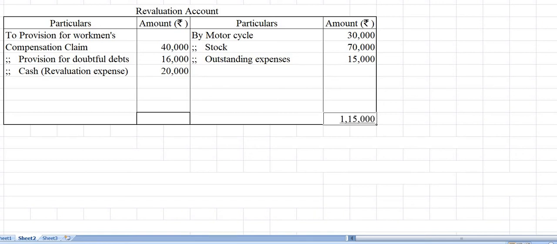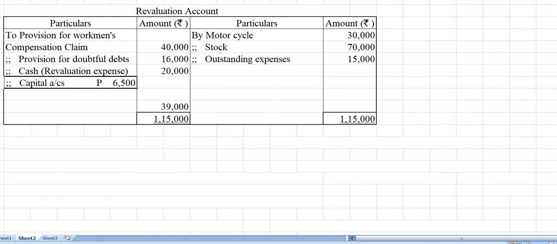1,15,000. That amount can be shown on the debit side column and we can find out the balance. 39,000 is the revaluation profit, and that will be shared among the partners. So we can write to their capital accounts. All right.